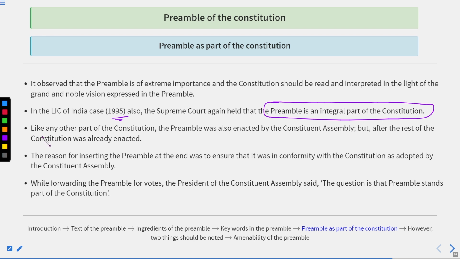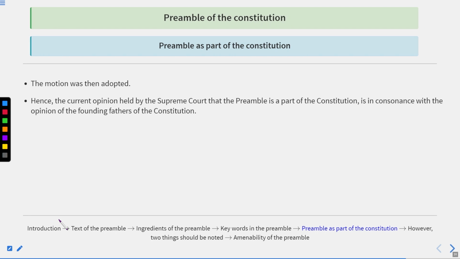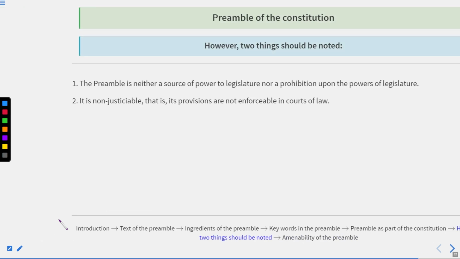Like any other part of the Constitution, the preamble was also enacted by the Constituent Assembly, but after the rest of the Constitution was already enacted. The reason for inserting the preamble at the end was to ensure that it was in conformity with the Constitution as adopted by the Constituent Assembly. While forwarding the preamble for votes, the President of the Constituent Assembly of that time said that the question is whether the preamble stands as part of the Constitution. The motion was then adopted. Hence, the current opinion held by the Supreme Court that the preamble is a part of the Constitution is in consonance with the opinion of the founding fathers of the Constitution.